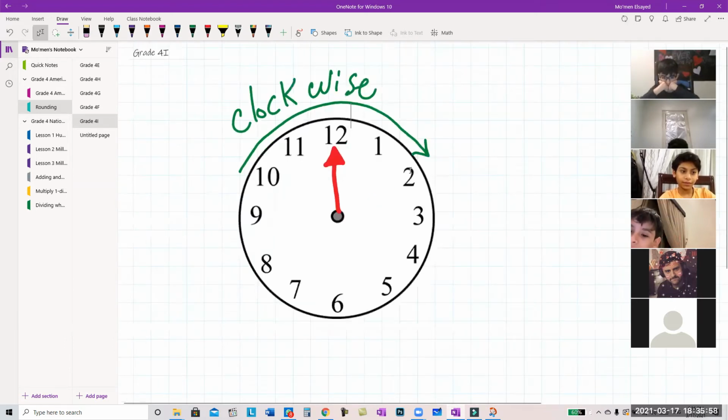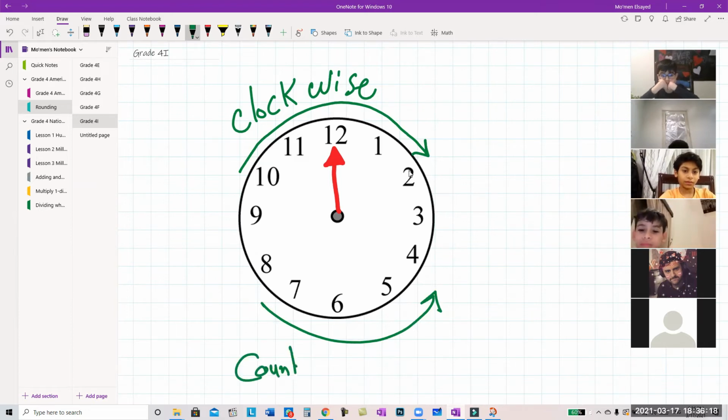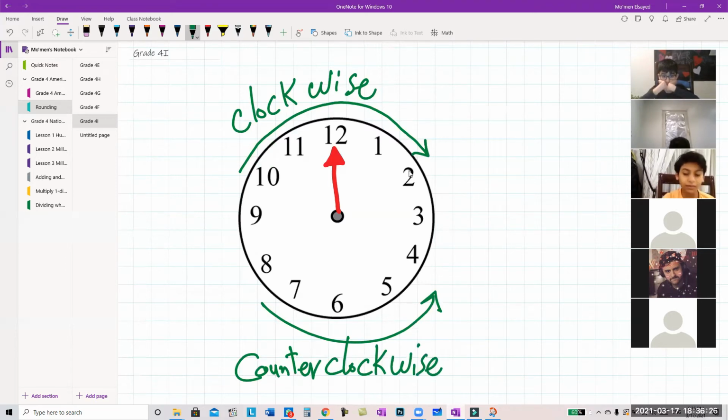Okay, we have an opposite direction to clockwise. It looks like that. And this direction is called counterclockwise. So this direction is counterclockwise, the opposite direction of the clockwise.